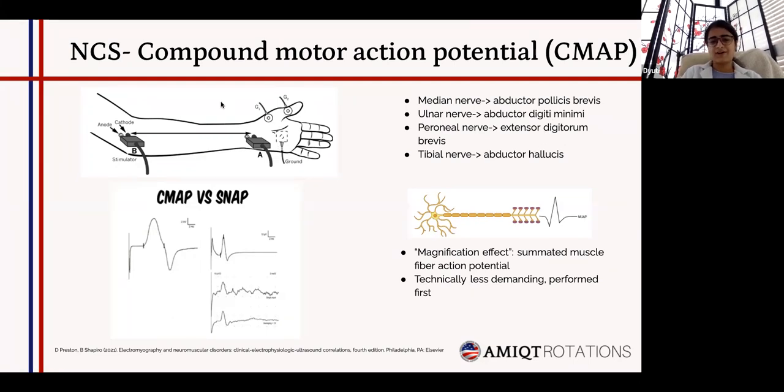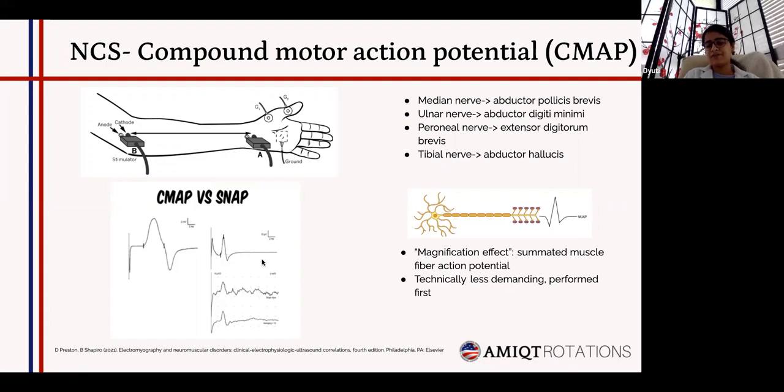An advantage of measuring the response from the muscle is that we get a magnification effect. This is because when we stimulate a motor nerve, we are measuring the response from all the muscle fibers that are supplied by that nerve, so that we get a summated muscle action potential. And the end result is that the compound motor action potential is actually 100 times greater than the sensory nerve action potential. So it would be a technically less demanding study. The action potential won't be much affected by the noise that a sensory nerve action potential is subject to.